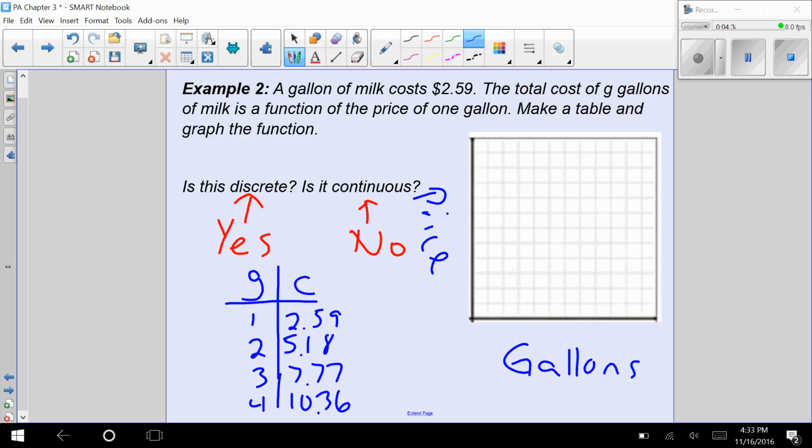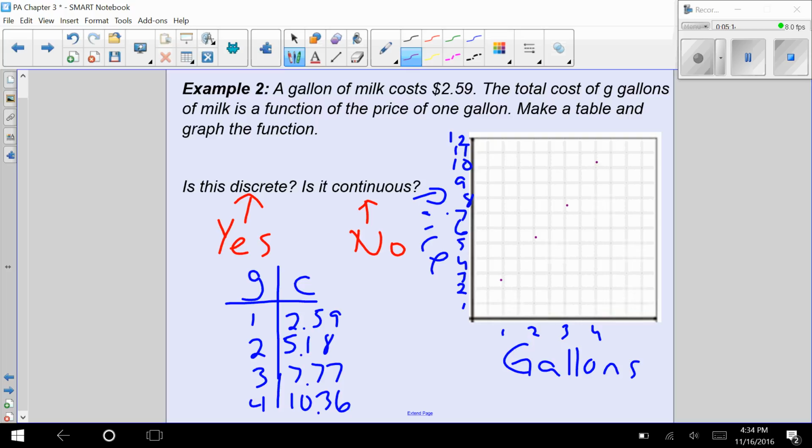Let's skip lines on the gallons. So 1, 2, 3, 4. And for price, let's make every line worth $1. 1, 2, 3, 4, 5, 6, 7, 8, 9, 10, 11, 12. All right, when I graph this, I have 1, 259, so it's going to be about there. I have 2, 518, so that's about there. 3, 777, about there. And 4, 1036, which is about here.